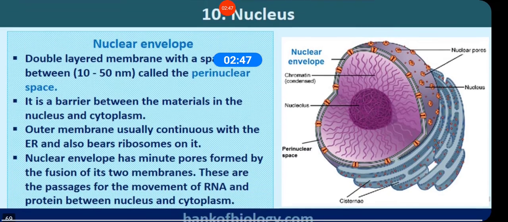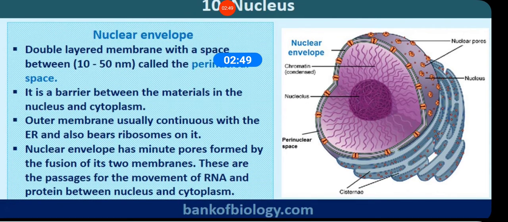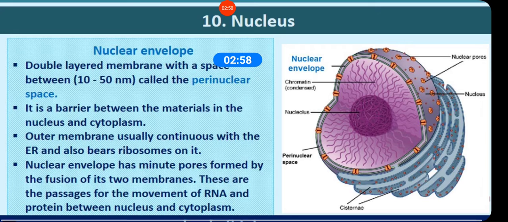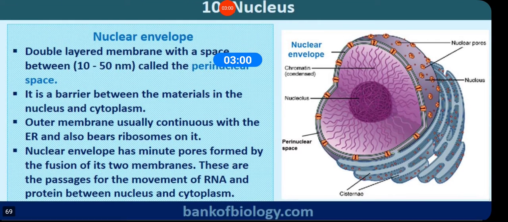Now in the nucleus, first is the nuclear membrane. The nuclear membrane is a double layered membrane with a space between them, that is called the perinuclear space. What is that called? Perinuclear space. It is a barrier between the nucleus and the cytoplasm. And you know that inside the nucleus is the nucleoplasm. So cytoplasm plus nucleoplasm forms the protoplasm.